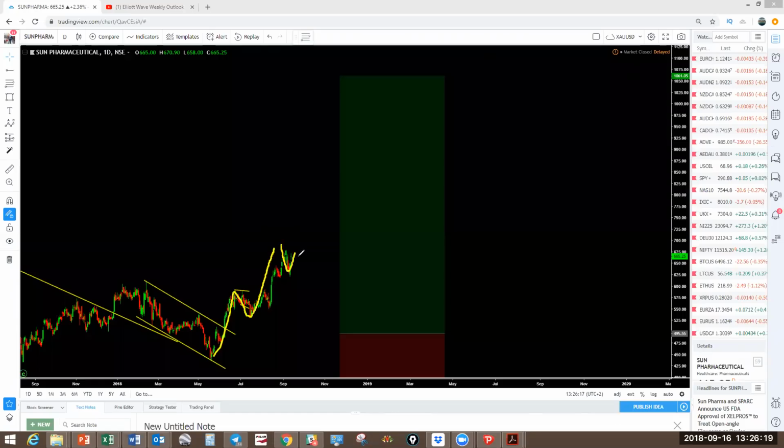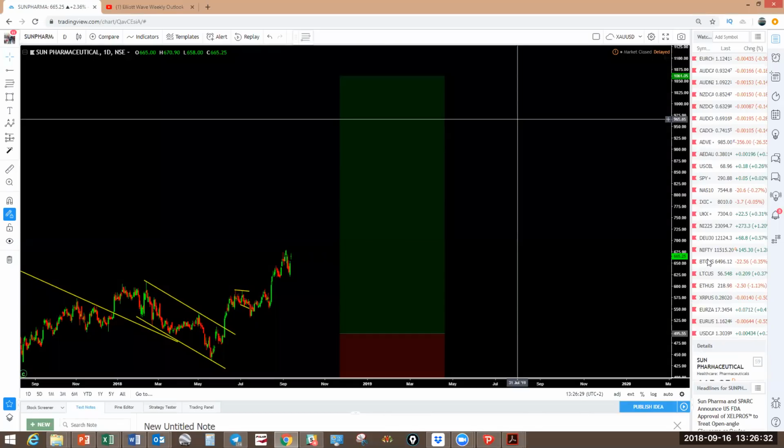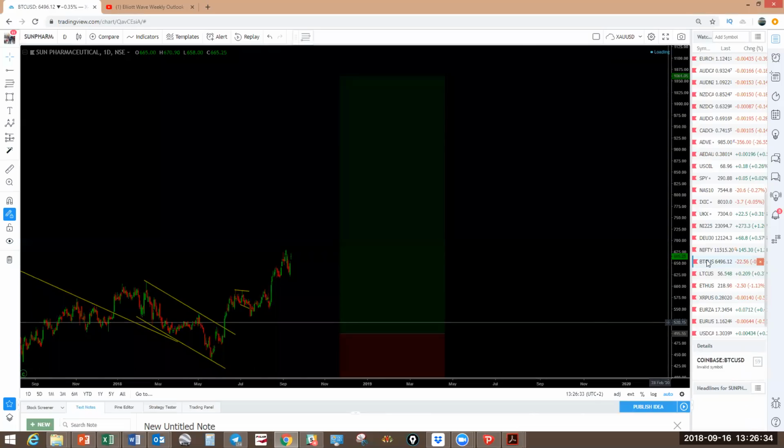So now you may get a corrective structure like that before a further push out to the upside. But that's what you are looking for this to be bullish. It's a bullish sequence all the way. Right, so let's do the cryptocurrencies. We do Bitcoin.